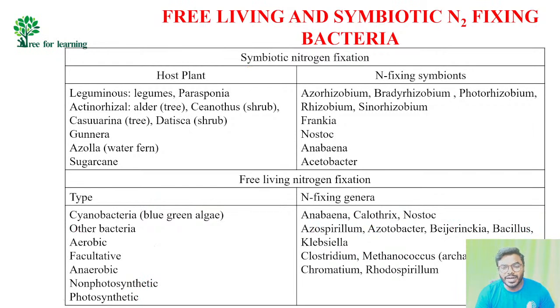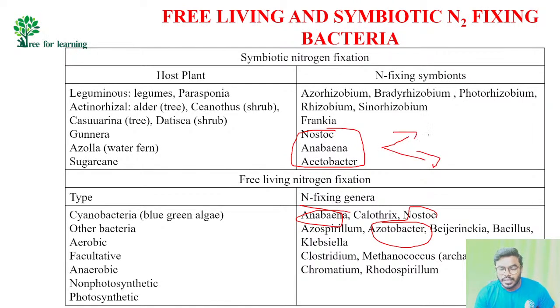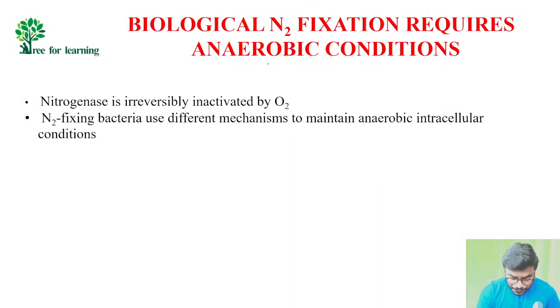And friends, try to understand one thing. Nostoc, Anabaena, Acetobacter. What is the speciality of these three bacteria? These three are a kind of exceptional bacteria, friends. I want you to remember. What is the special quality? They can fix the nitrogen symbiotically also, and they can fix the nitrogen as free living also. So this is the speciality of these three bacteria. Not all the bacteria can act in both ways. Don't confuse. Only these three bacteria can act in both ways.